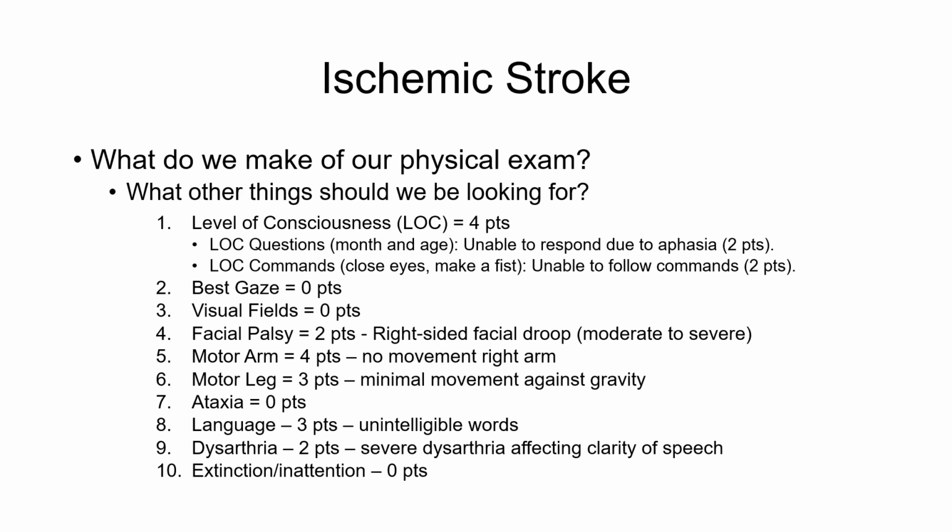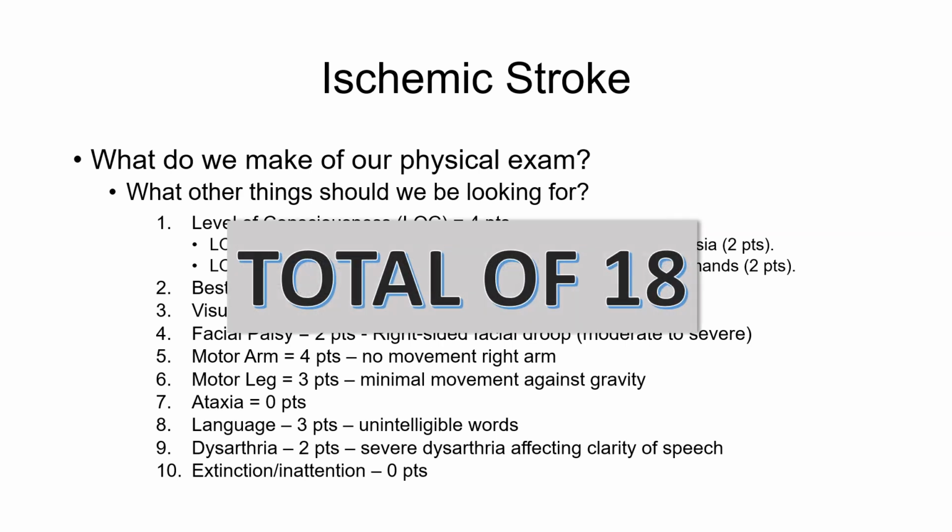Again, upper extremity greater than lower extremities and facial weakness are all consistent with MCA infarcts. He speaks unintelligibly, giving him 3 points for language, 2 for dysarthria, and he has no extinction or inattention. So we get a grand total of 18 for his NIH stroke scale.